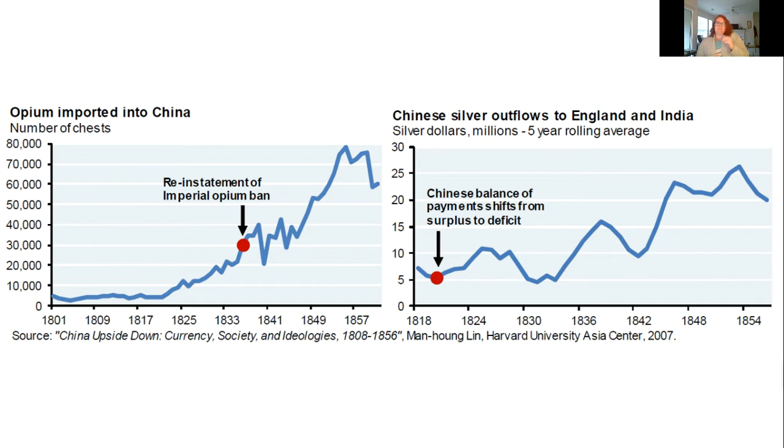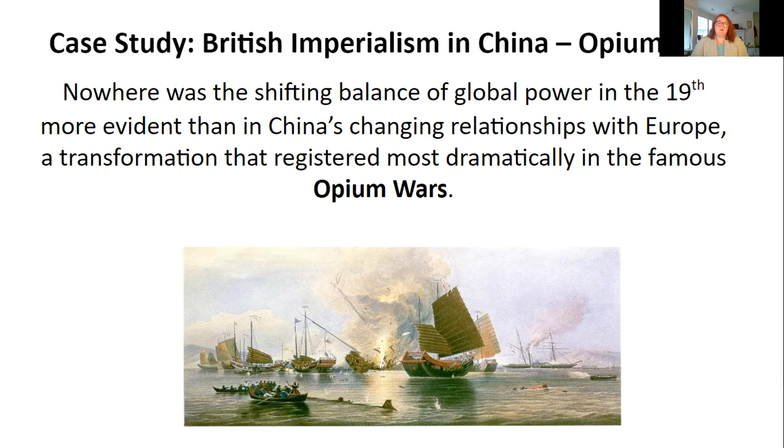And you start to see that this balance shifts ever so slightly, that the Chinese payments shift from surplus to a deficit, just ever so slightly. And that was about the time that opium was introduced. And you can actually see that even though the emperor put a ban on opium, it didn't stop the practice. It actually continued to get worse and grow.